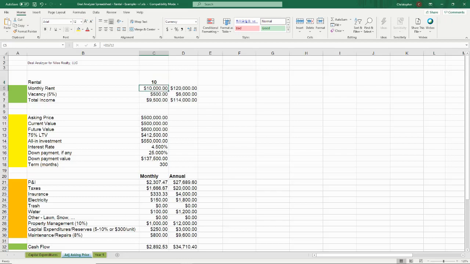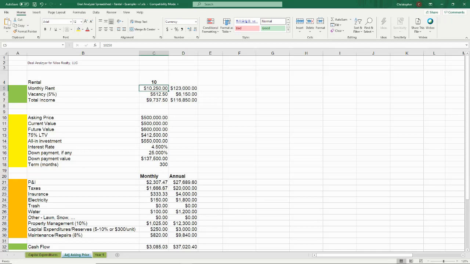Let's say that you increase the rent a modest $25 per month. So the rent went from $10,000 per month to $10,250 per month, or $3,000 a year. So 250 times 12 months in a year equals $3,000.